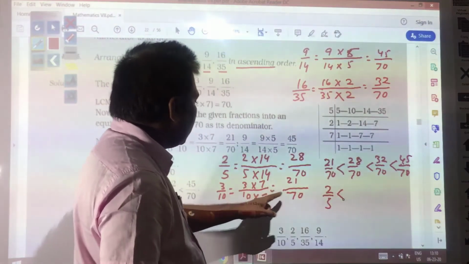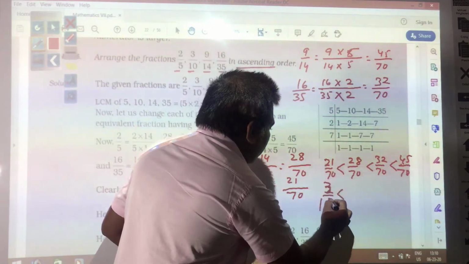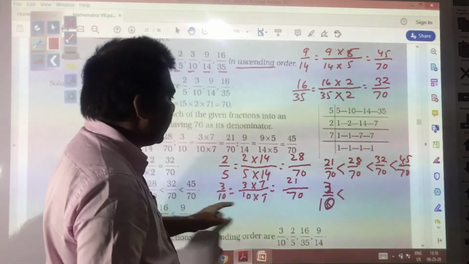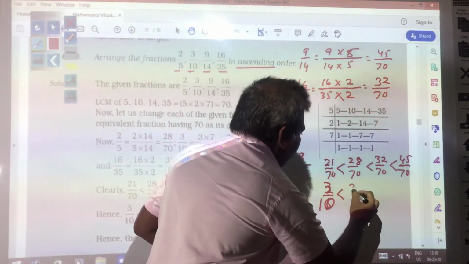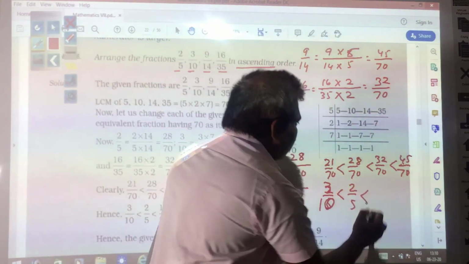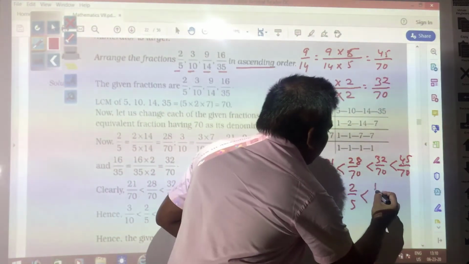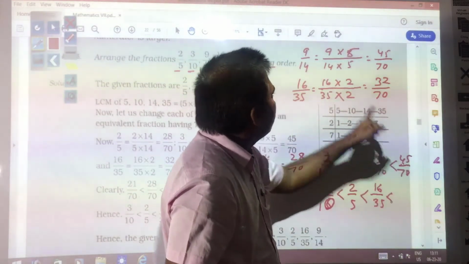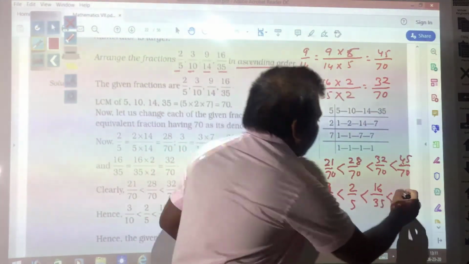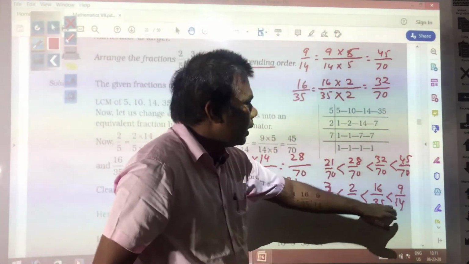21 by 70 is 3 by 10. This is 3 by 10. 28 by 70 is what? 2 by 5. And 32 by 70 is what? 16 by 35. And lastly, the greatest number you have, that is 9 by 14. So in this way you can write in ascending order.